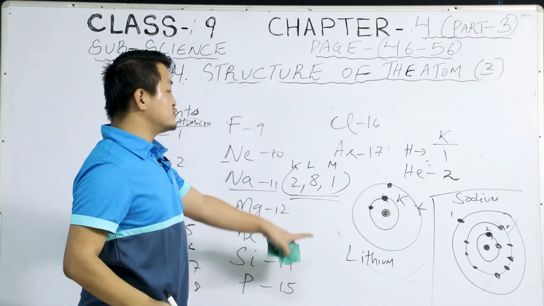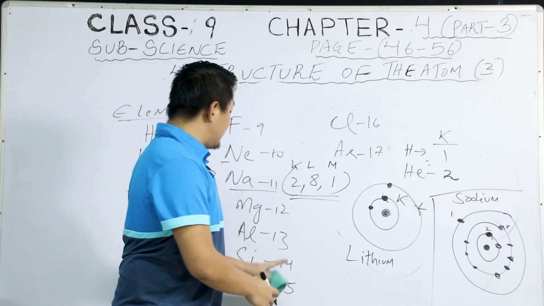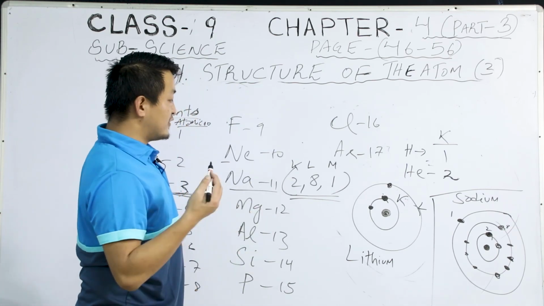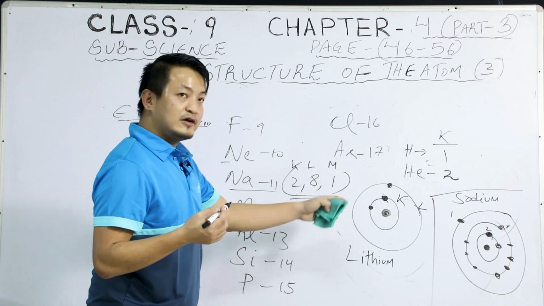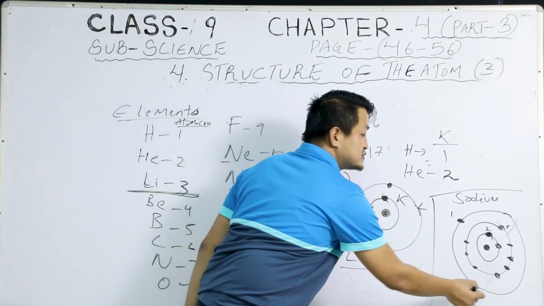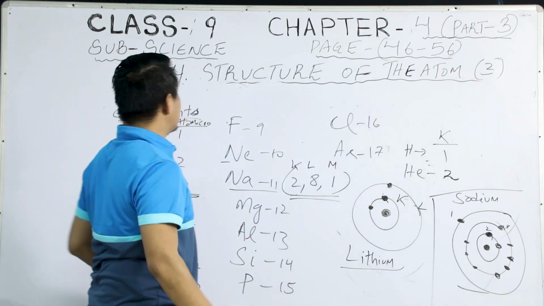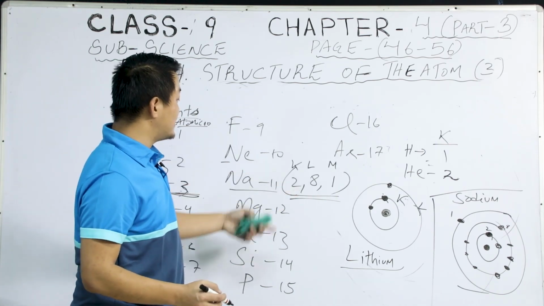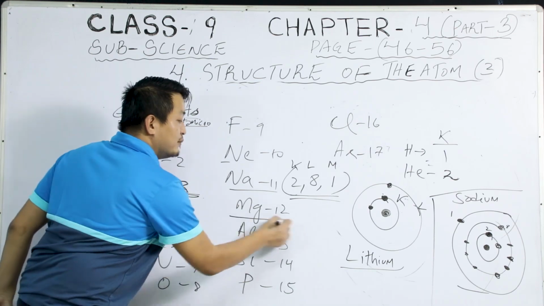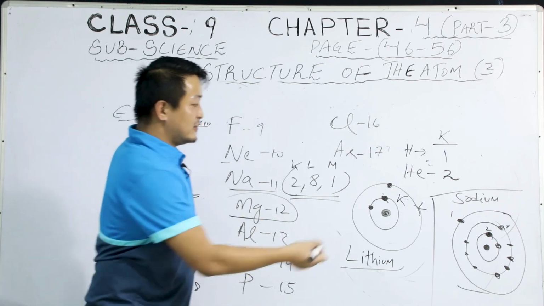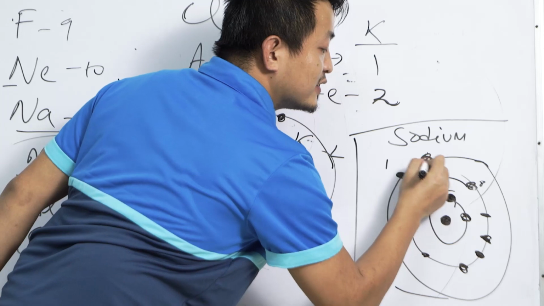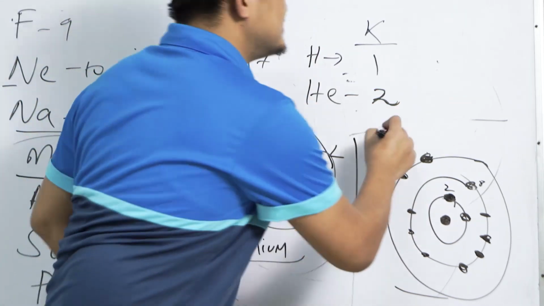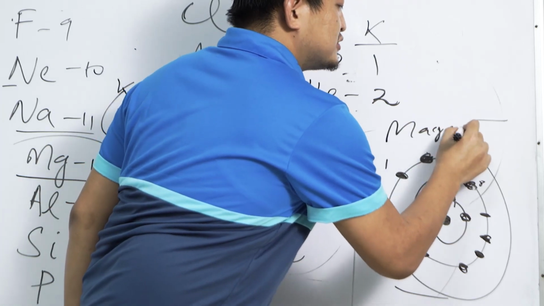So in this way, students, you can draw the structure of any element, okay? I have shown you hydrogen, lithium, sodium, right? Likewise, you can try for the rest. You can draw for the next. For magnesium, it's 12, right? So you can just add 1 electron here, then it becomes the structure of magnesium.